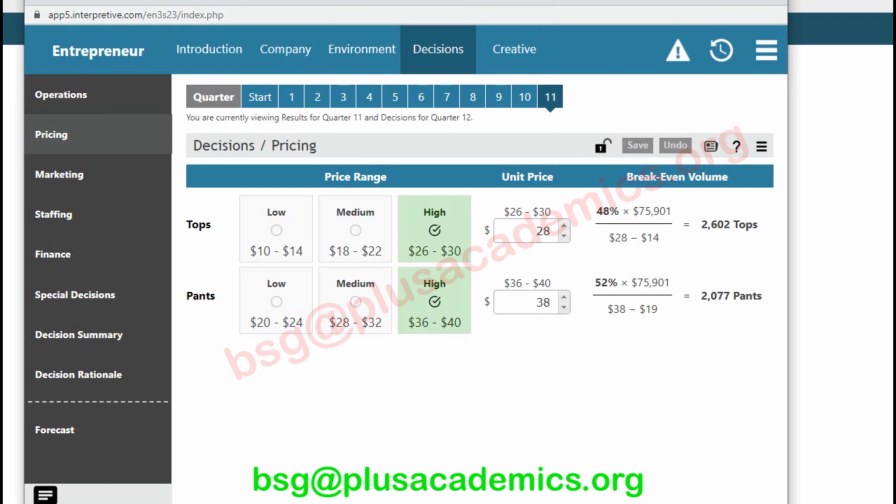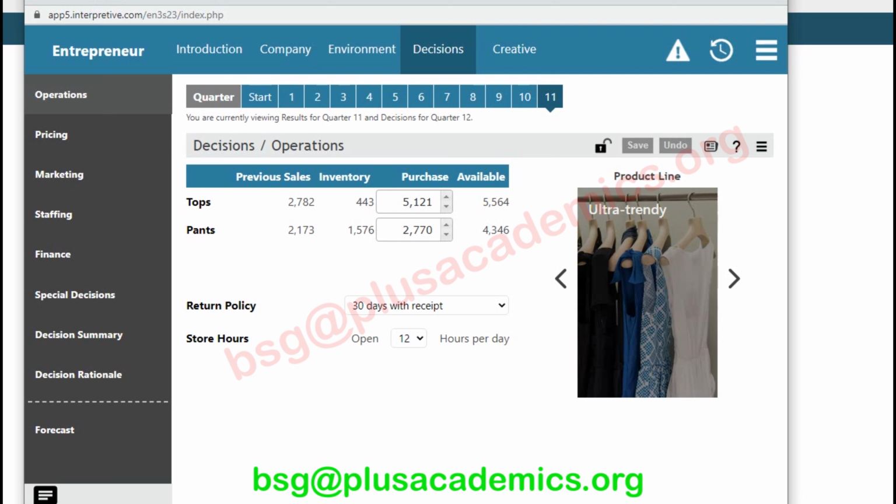Okay, now because we are spending about half of what we are spending now in promo, we made an assumption that this quarter we are going to sell double this one. So when you double this one and then you subtract the inventory that we are having, you get 5121. When you double this one and you subtract this inventory of 1576, you get 2770. That's the reason why we had these numbers here.